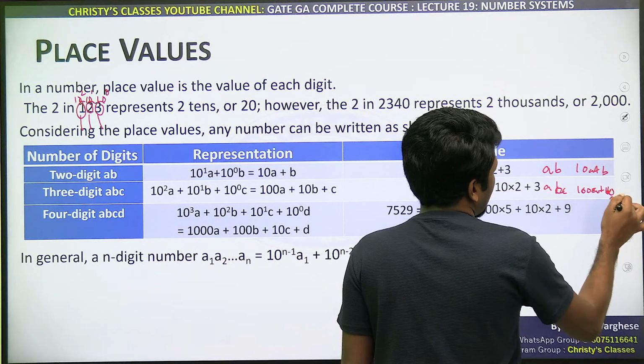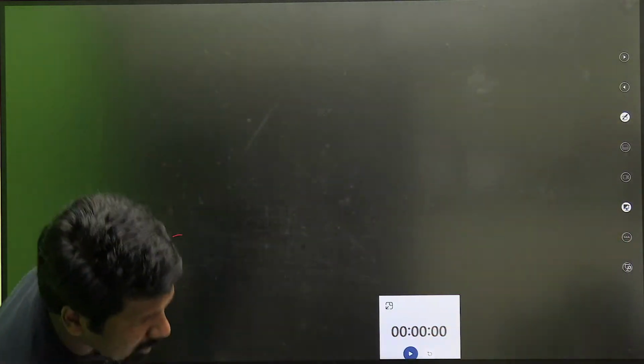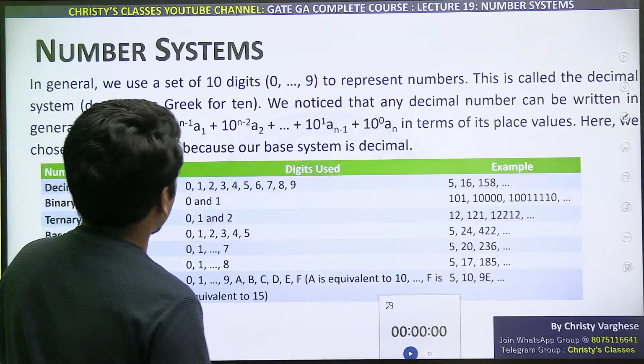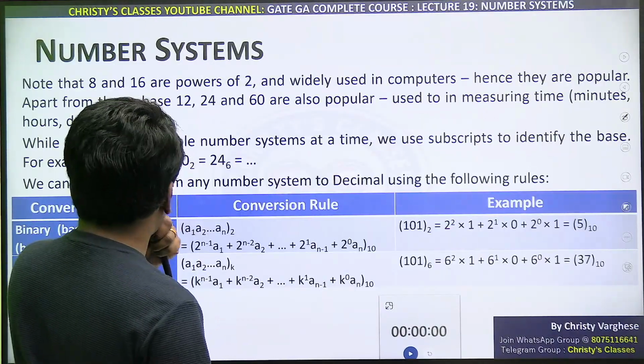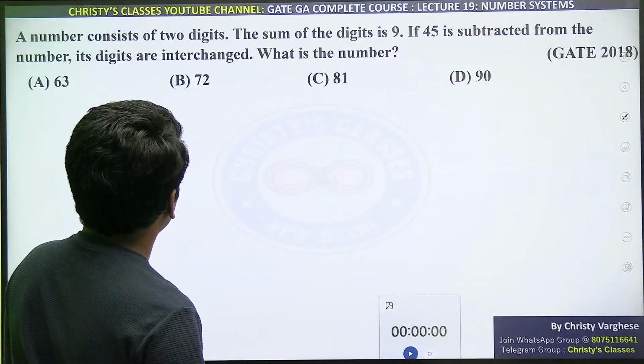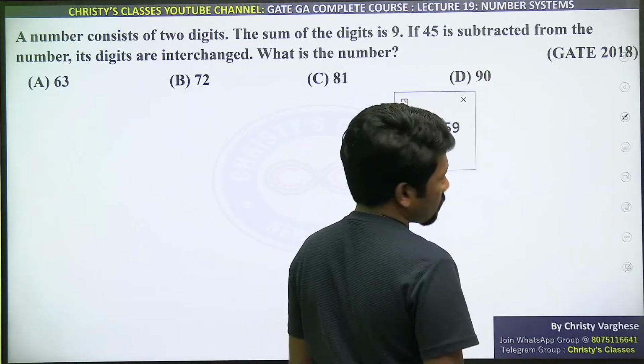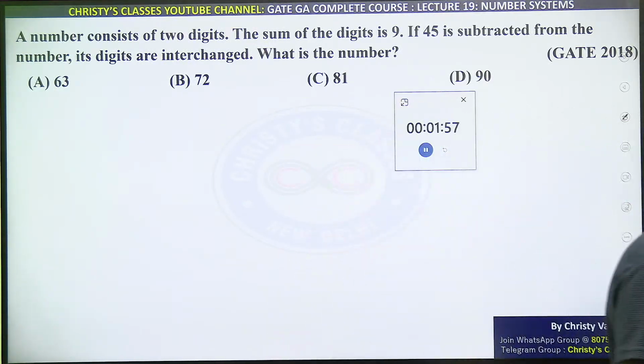All those things are clear now, and question based on this also was asked earlier in GATE exams. So I will show that. There you can use direct method or elimination method, both are okay. But I will show you questions. Try this question, GATE 2018 problem, all of you try it. Place value based question.